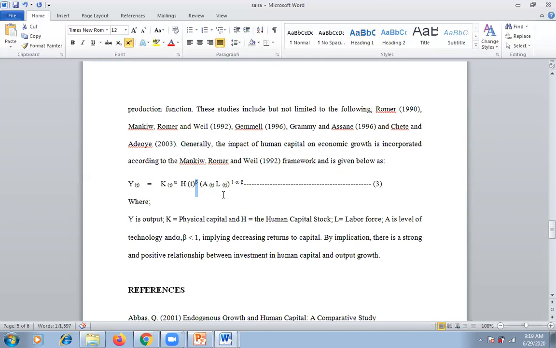Then your model will be ln Y equal to alpha ln K plus beta ln H plus gamma ln (A times L), where you can take 1 minus alpha minus beta equal to gamma. You can take technical progress as constant.